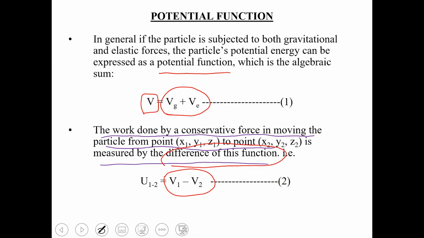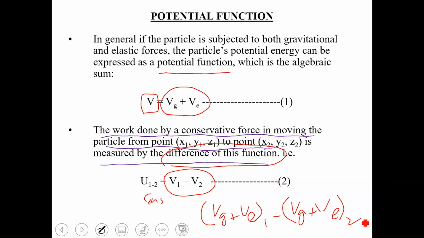That is, U1 to 2 conservative can be written as V1 minus V2. In other words, you can write it as Vg plus Ve at position 1 minus Vg plus Ve at position 2. So the total potential energy at position 1 minus total potential energy at position 2 should be equal to the work done by conservative forces from position 1 to position 2.